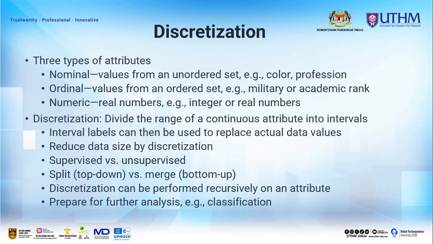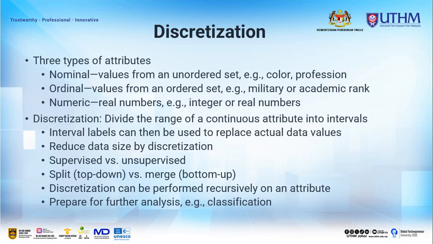On the other side, discretization is a key technique to transform the data. So there are a few types there. Before we dive into discretization, it's important to understand the three types of attributes: nominal attributes, ordinal attributes, and also numeric attributes. Nominal values are values that come from an unordered set. Examples are color, like red, green, blue, and profession, like doctor, engineer.